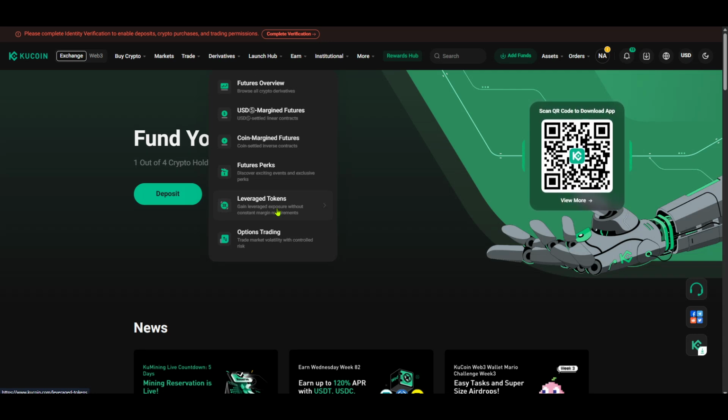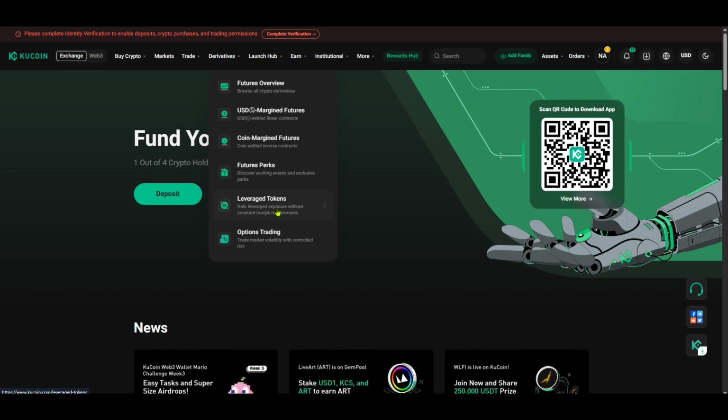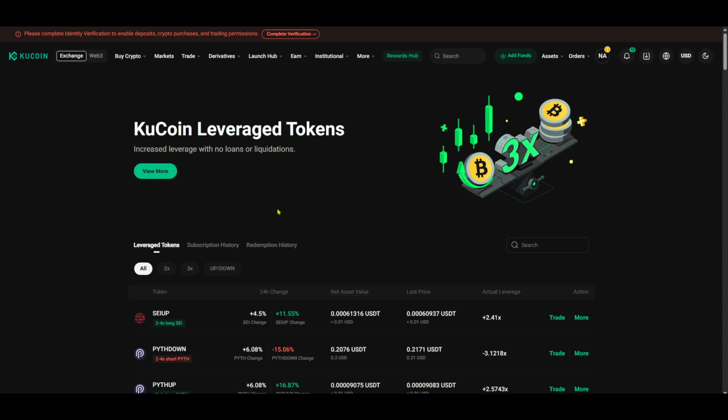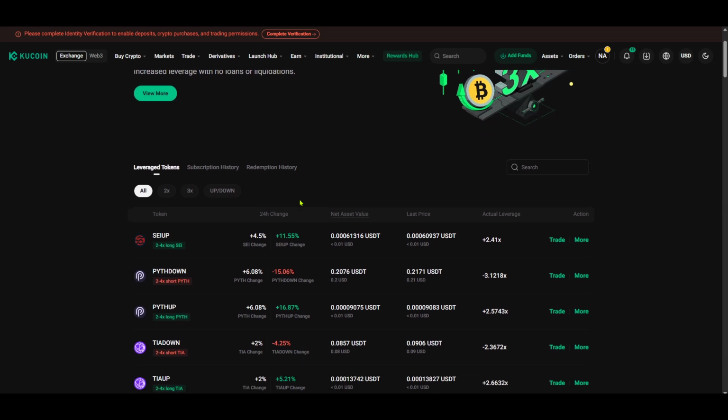Next, you'll see the option for Kucoin leveraged tokens. Click on this to enter a detailed space where you can explore all available leveraged tokens. Here, the focus is on providing you with various trading options without the typical risk associated with leverage in other trading environments. Now, let's zero in on the option that says 3x.